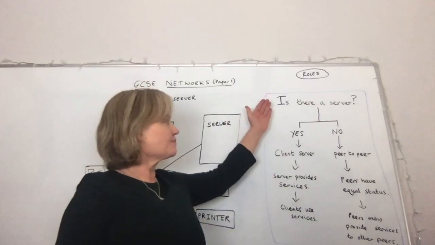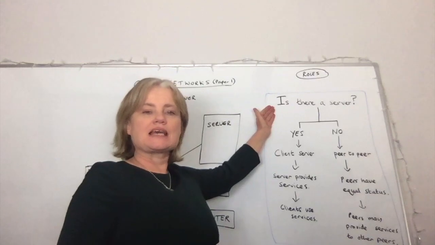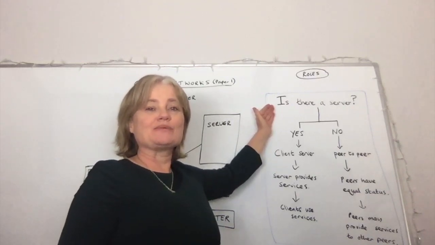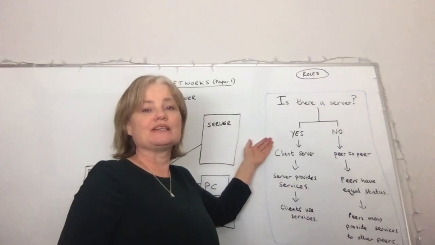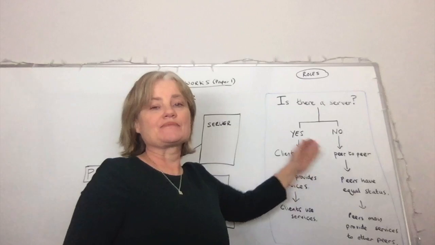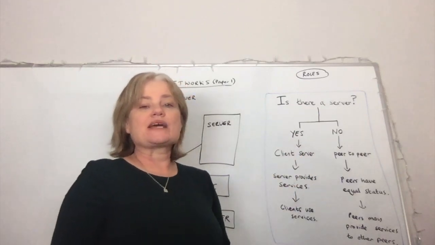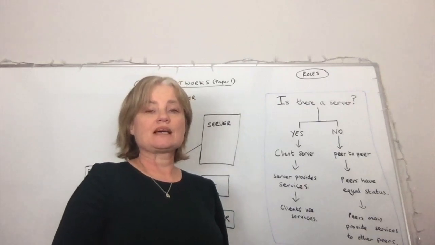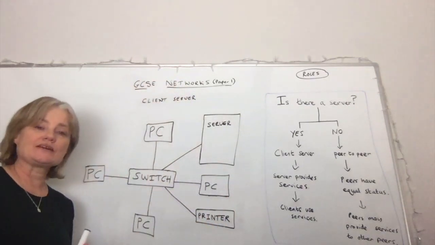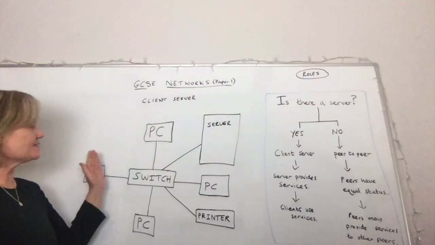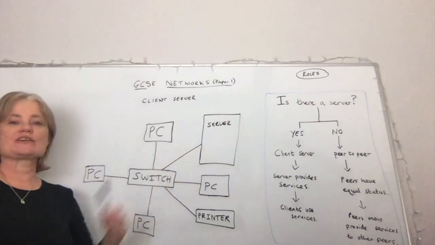So first thing to ask, is there a server on the network? And if there is a server on the network, well then that is a client-server network. And if there isn't a server, that's a peer-to-peer network. Now, client-server is the way most networks are organised. It's the most common. And I've given you an example here, and it's something that you're used to because it's how the network is organised in school. So this is definitely a client-server network because it has a server on it.